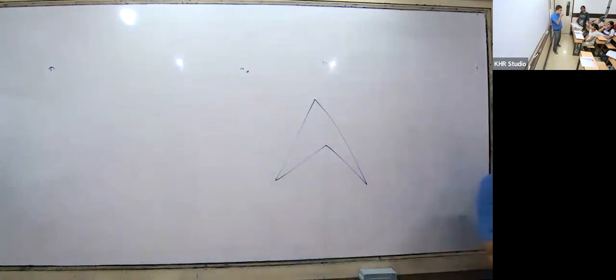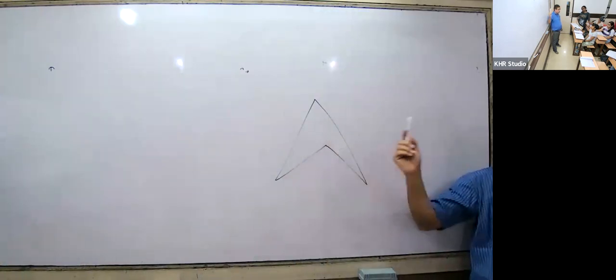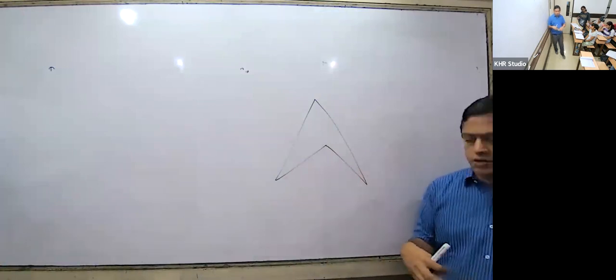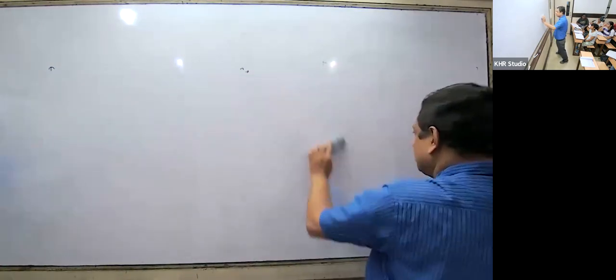Is this convex or concave? Concave. See, this angle is more than 180, at least one angle. Okay. Now, sit down. We are talking about convex polygons.